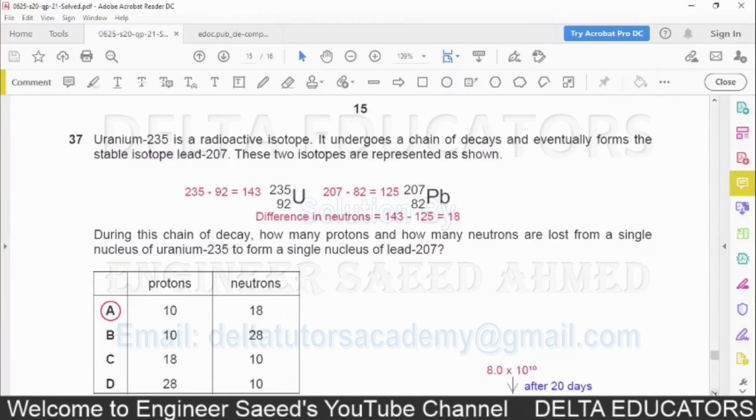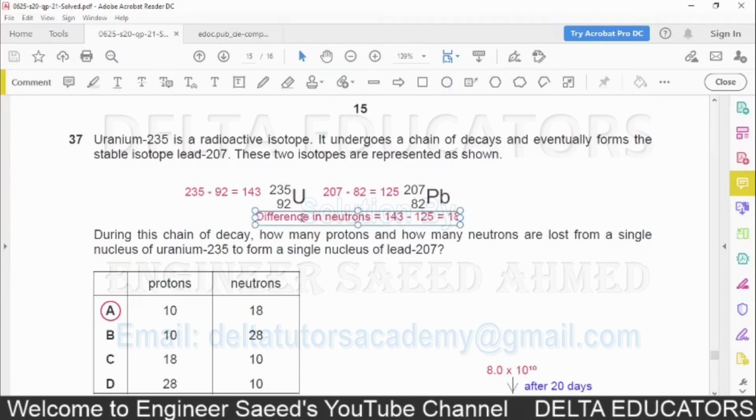Question number 37. Uranium-235 is a radioactive isotope. It undergoes a chain of decays and eventually forms the stable isotope Lead-207. These two isotopes are represented as shown. Uranium is decayed and it is converted to lead. During this chain of decay, how many protons and how many neutrons are lost from a single nucleus of uranium-235 to form a single nucleus of Lead-207?